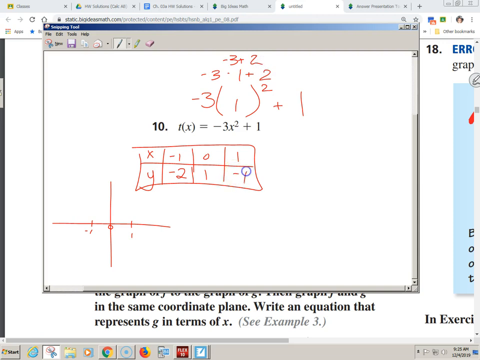Addition last. So now I see I don't need very many y's. I'm just going to go by 1s to make enough room for myself. I have my 1, my 2, my -1, my -2. If -1 is -2, and if 0 is 1, and if 1 is -1. I think I have enough.